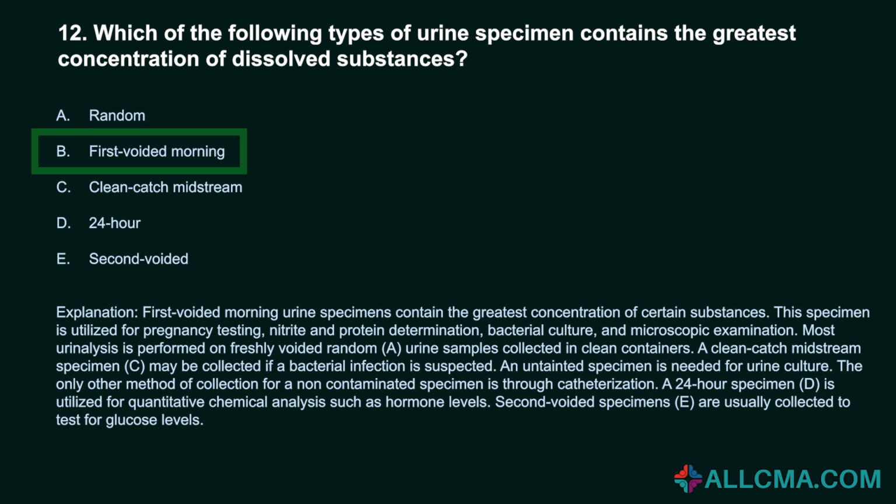A 24-hour specimen, D, is utilized for quantitative chemical analysis such as hormone levels. Second voided specimens, E, are usually collected to test for glucose levels.